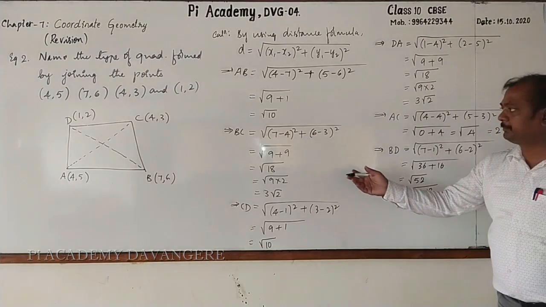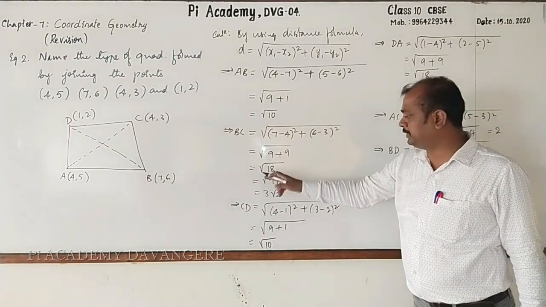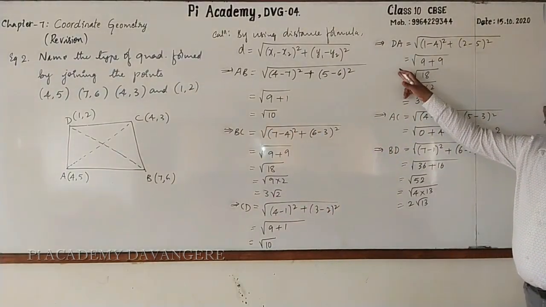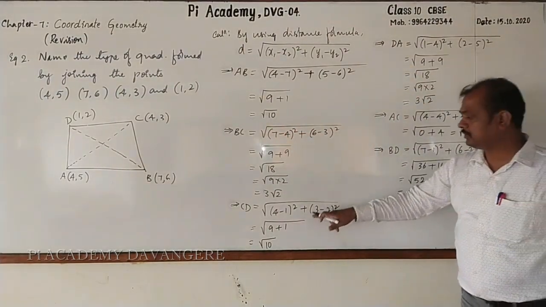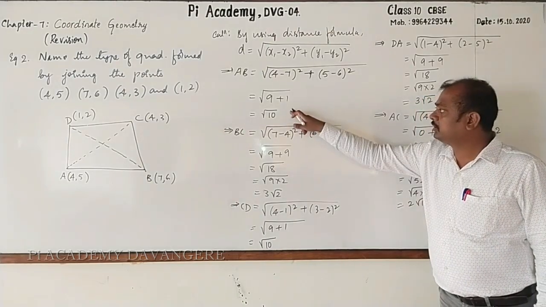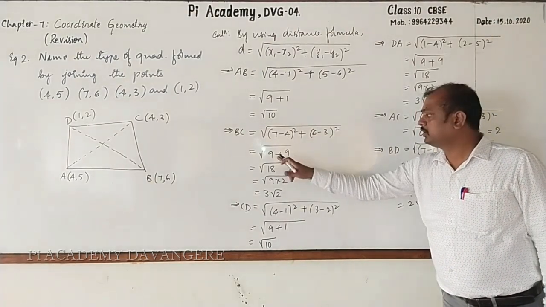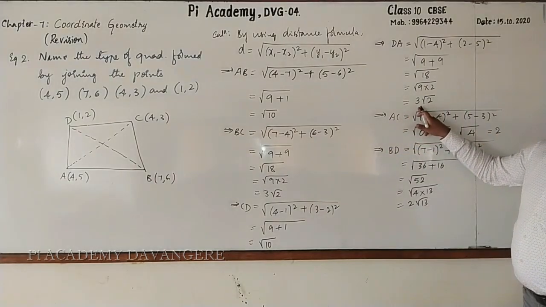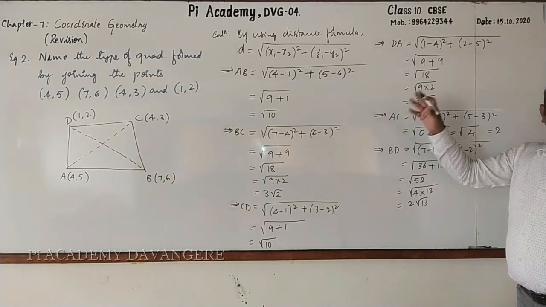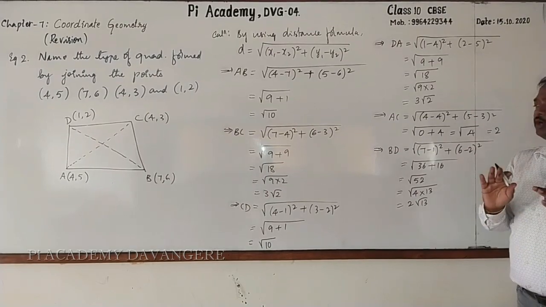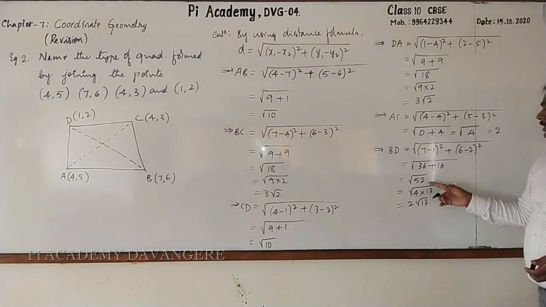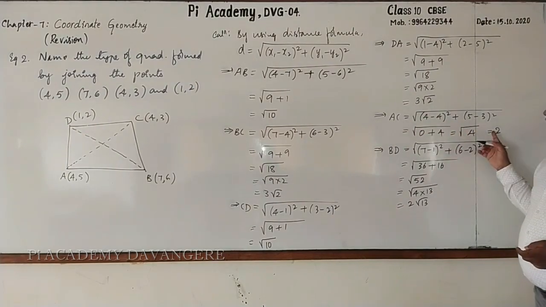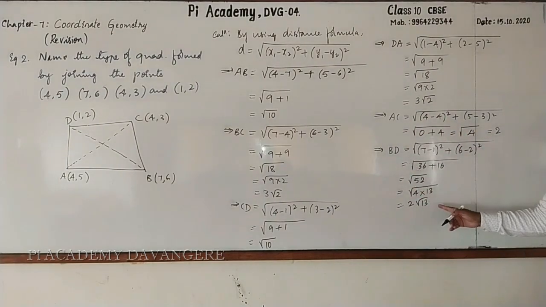Now you may go for comparing all these: AB, BC, CD, AD. You can come to know that AB is root 10, CD is also root 10. Means one pair of opposite sides are equal. Next, BC is 3 root 2, AD is also 3 root 2. Another pair of opposite sides are equal. Anyhow, we can say that opposite sides are equal. What about the diagonals? AC is 2 and BD is 2 into root 13.